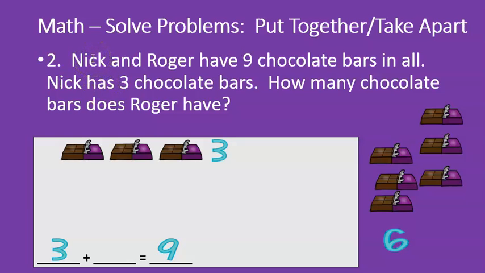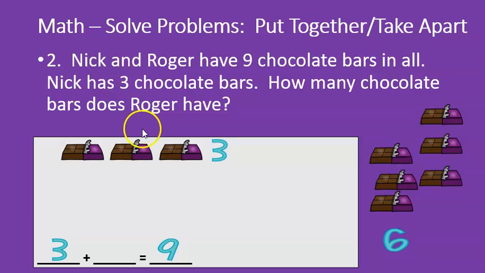Let's read this together. Nick and Roger have 9 chocolate bars in all. Okay, look. It says in all, okay, first graders? So 9 is going to be our answer. That's why Mr. Begay already put 9 here, okay? And let's keep reading. Nick has 3 chocolate bars. How many chocolate bars does Nick have?